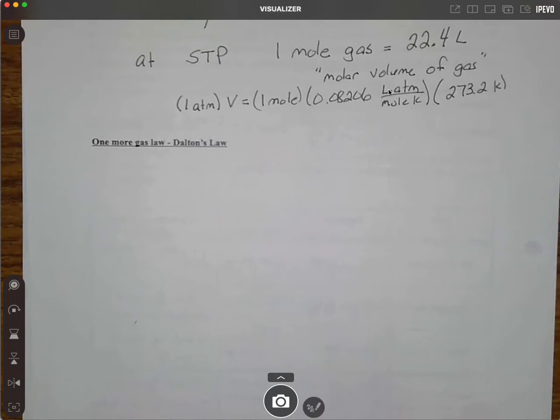Now, there's one more gas law. This one could have been mine had I been born 2 centuries ago. I could have totally thought of this. Like, some of the others are really, really hard. This one I could have figured out.